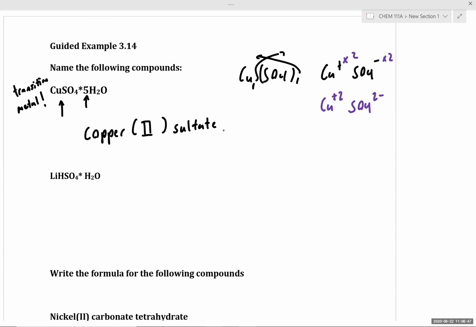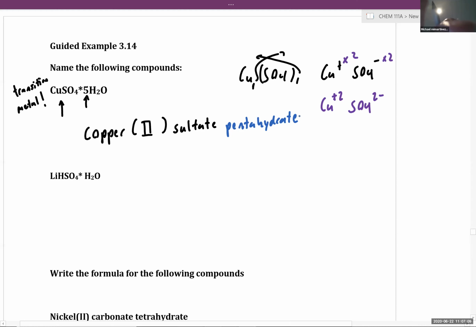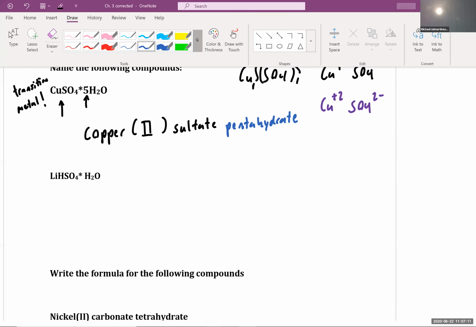Penta. So we call this copper sulfate pentahydrate. We actually will likely be handling this compound when we do our composition of a hydrate laboratory. It's a nice distinct blue solid. It makes these deep blue solutions as well. Let's keep going now with a few more examples.